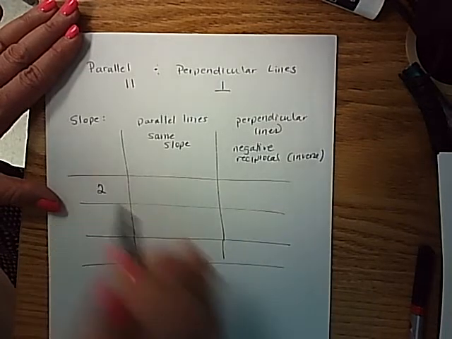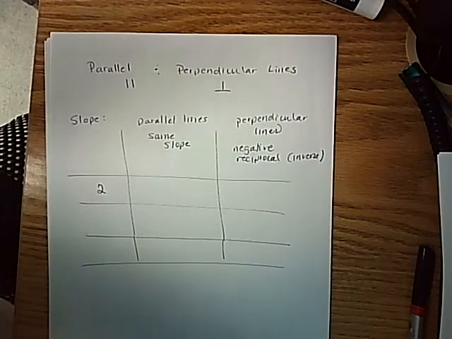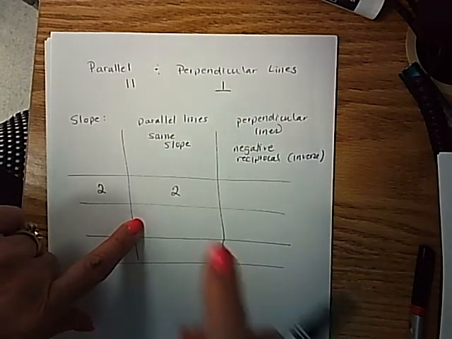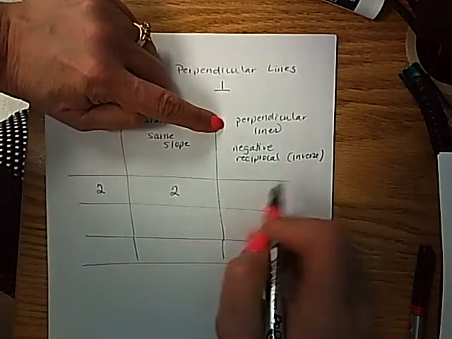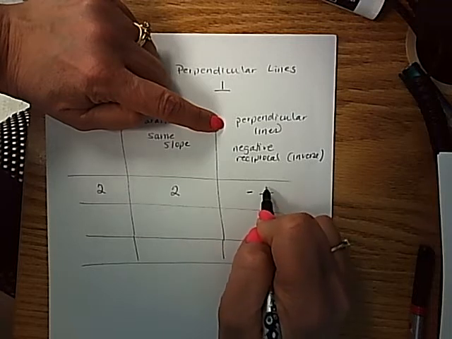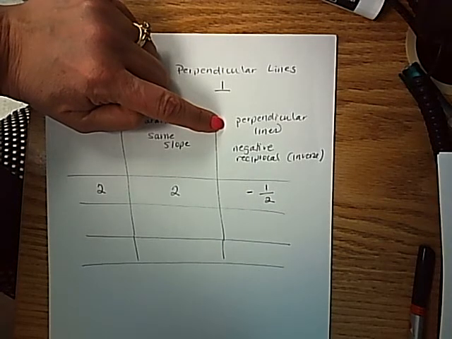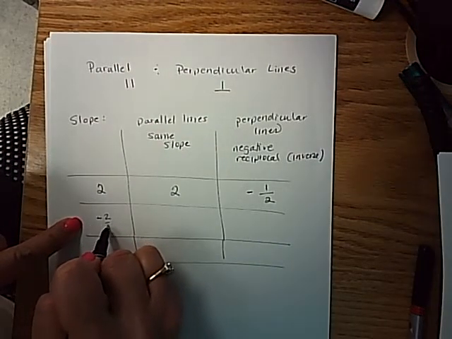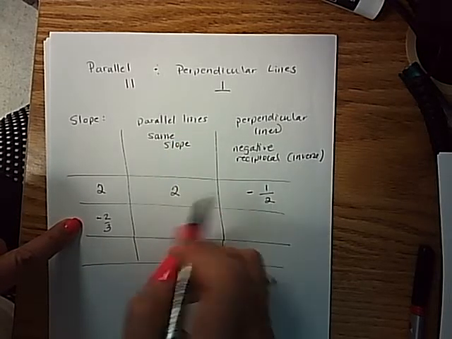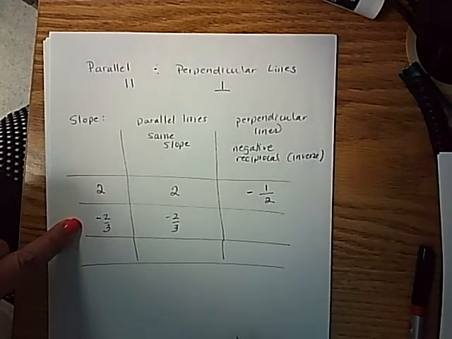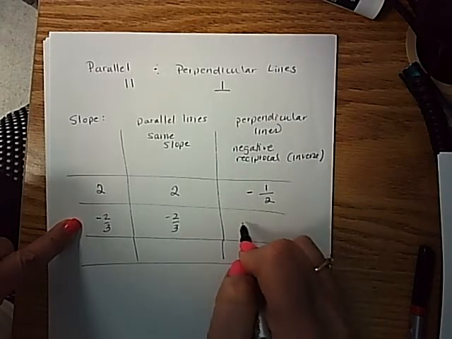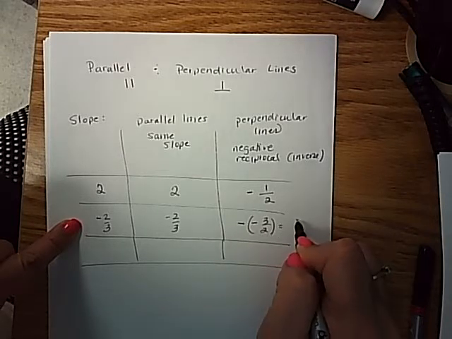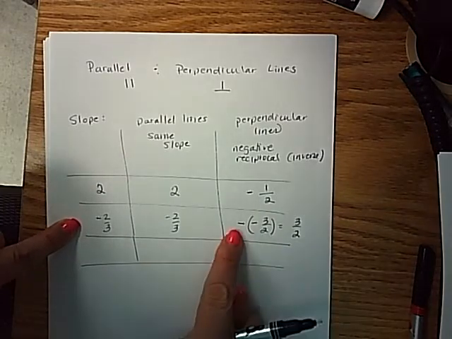If my slope was 2 on my one line, the parallel slope is the same, so the slope would still be 2. If I asked you for the perpendicular slope, it's the negative of that and its reciprocal, which is 1/2, so it's negative 1/2. If our slope was negative 2/3, the parallel slope is exactly the same in our second line. If I said the lines were perpendicular, they're going to be the negative of this reciprocal, which ends up being a positive 3/2, because a negative and a negative make a positive.